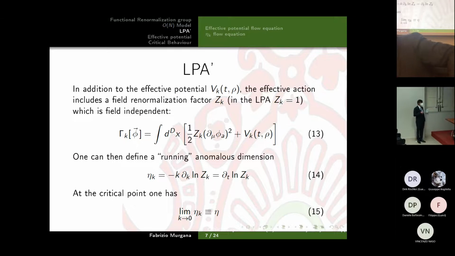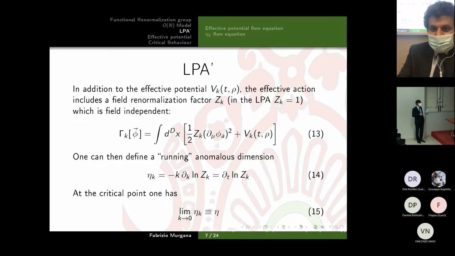As I was saying, this is the approximation we are going to use, which is LPA prime. This is the expansion we have for Gamma_k, which contains the effective potential, which runs with scale k, so it depends on t. And then we have the derivative term with Z_k, which is the wave function renormalization factor, which in general should depend on the fields, but in this case is field independent, but time dependent. This is the lowest order approximation which allows us to compute the anomalous dimension eta. And how do you get it? You define the running anomalous dimension, which is this eta_k defined in 14, and then you just take the limit to the infrared of this eta_k.